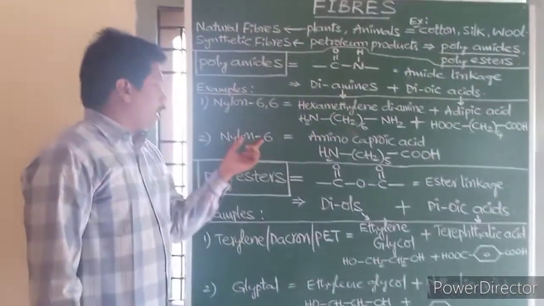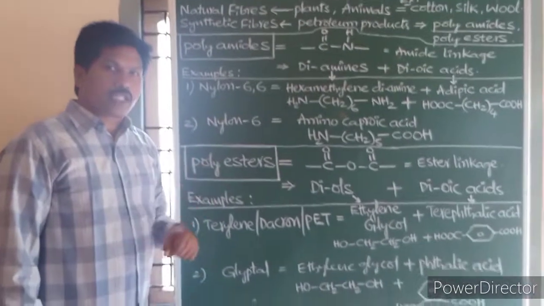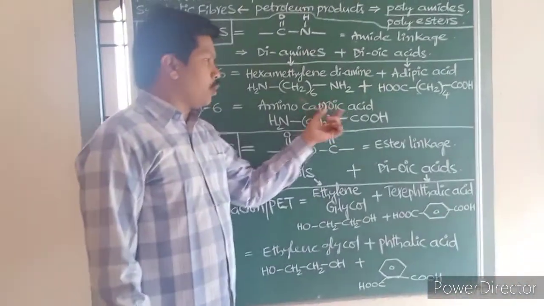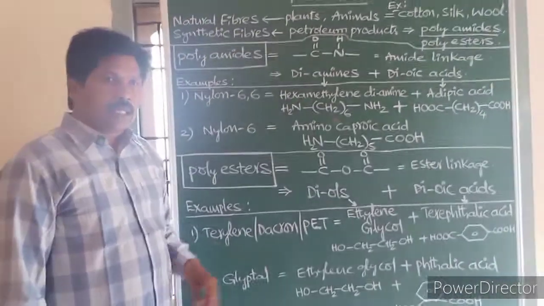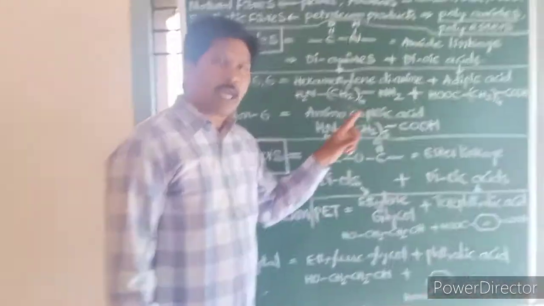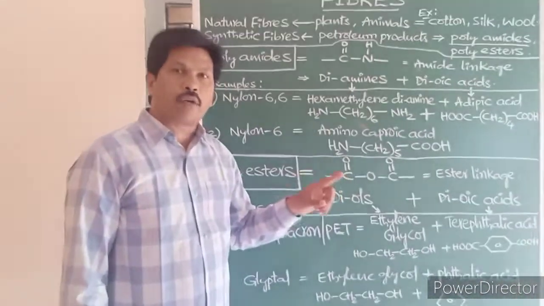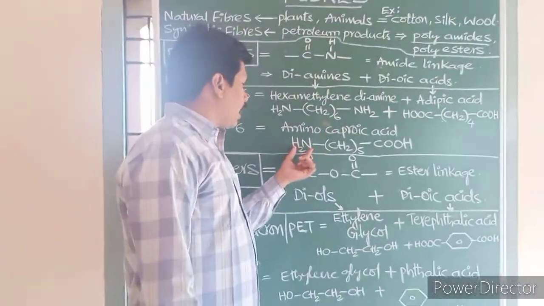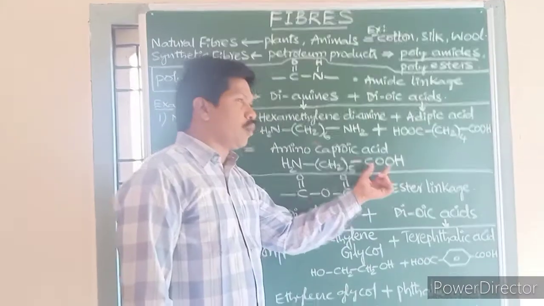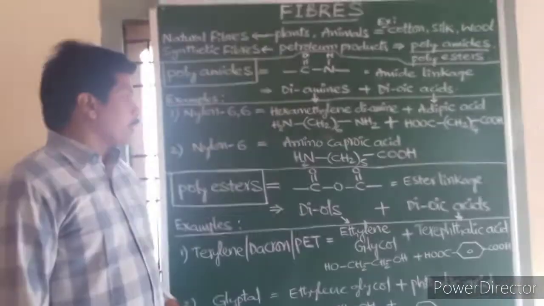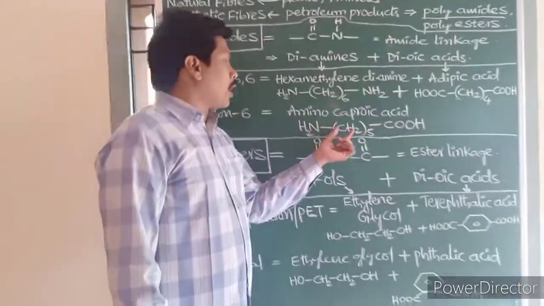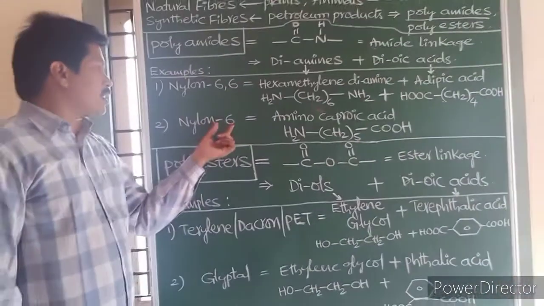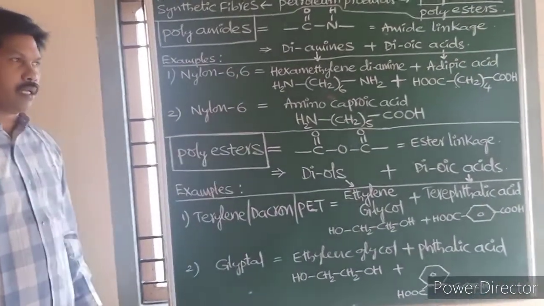Okay, and another example is nylon 6. It is a condensation polymer of aminocaproic acid. This monomer is obtained by the hydrolysis of caprolactam. It contains one amino functional group and one COOH functional group. That is, the number of carbon atoms is 5 plus 1, 6. That's why it is represented as nylon 6.